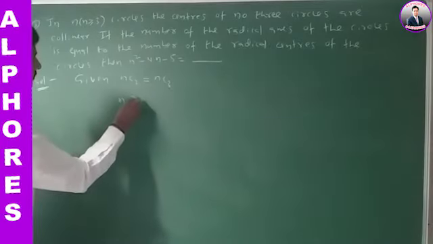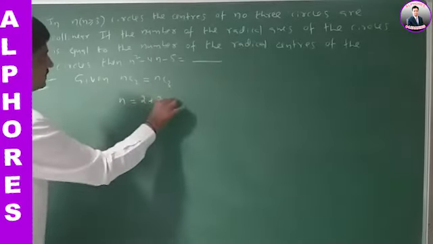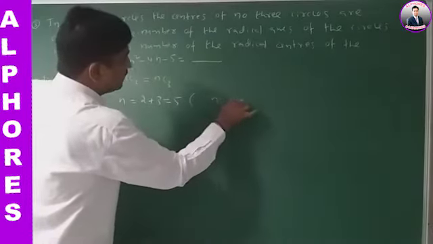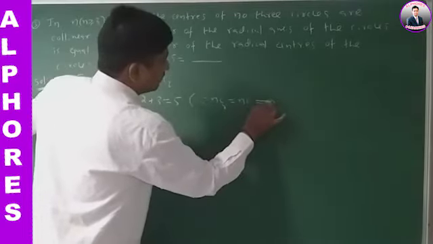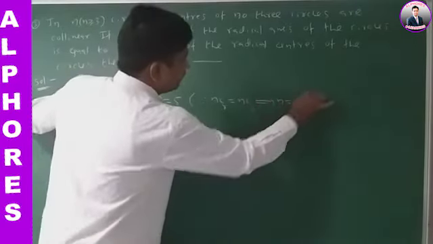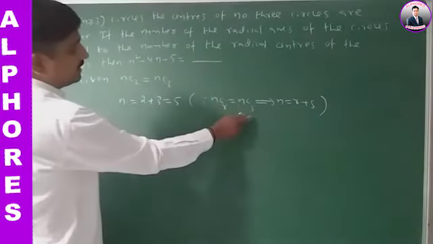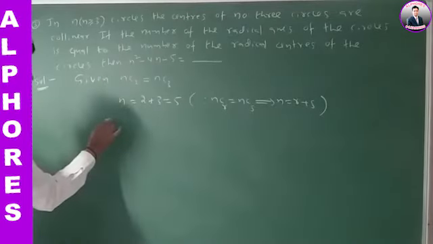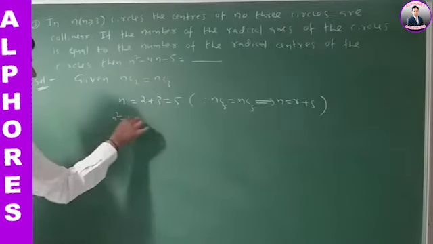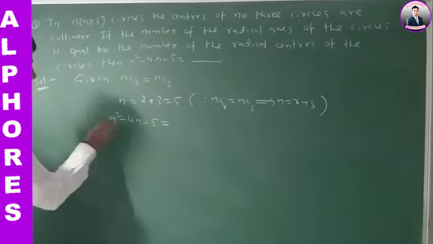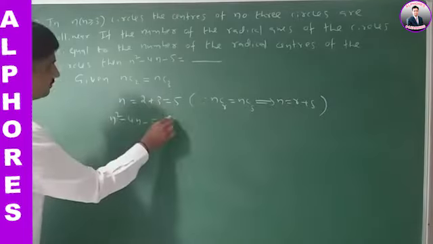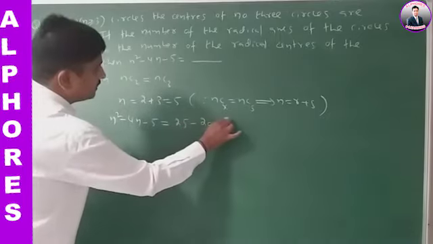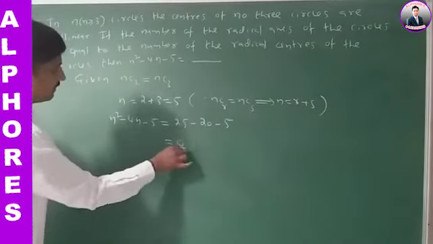Now n equal to 2 plus 3, 5. Here we have one condition: nCr equal to nCs, then n equal to r plus s. nC2 equal to nC3, then n equal to 2 plus 3. Here n equal to 5. The question requires n square minus 4n minus 5. With n equal to 5, n square is 25, minus 4 into 5 is 20, minus 5. Here 25 minus 25 is 0.